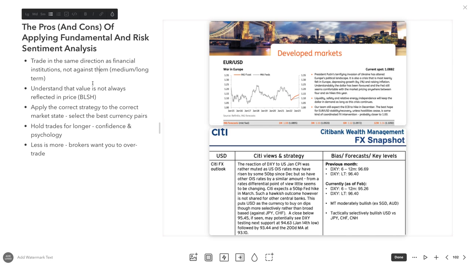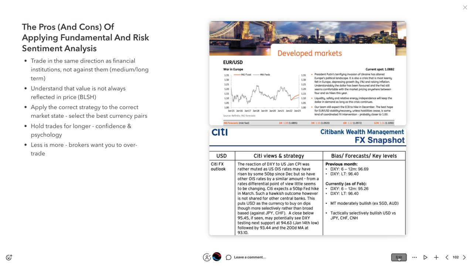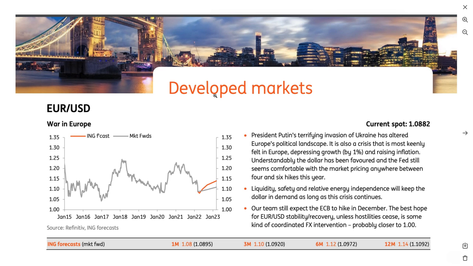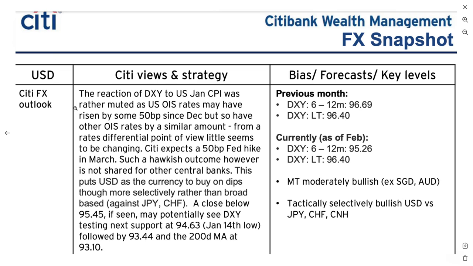Going back to trading in the same direction as the financial institutions, this is just some proof of what the financial institutions do. When they come out with their analysis, this is ING Bank, they make forecasts, and their forecasts and directional bias are based on what's happening fundamentally. You've got ING Bank, you've got Citibank that talk about what their bias is, what their forecast is, what their key levels are, and it's all centered around central bank policy and risk sentiment.